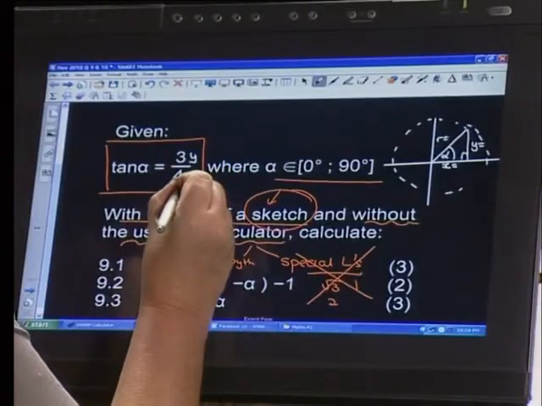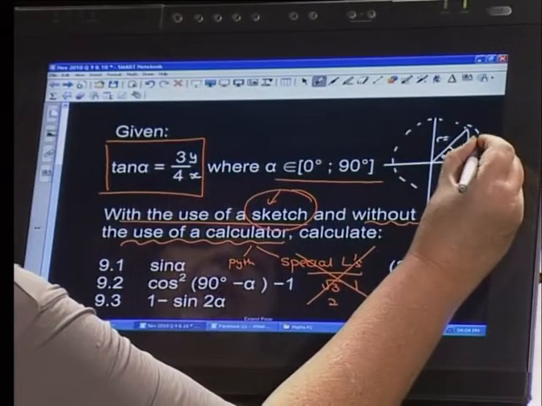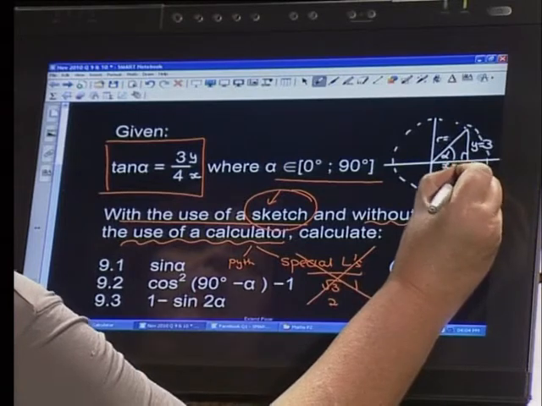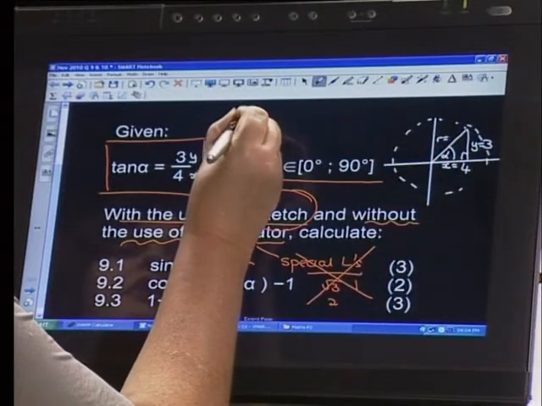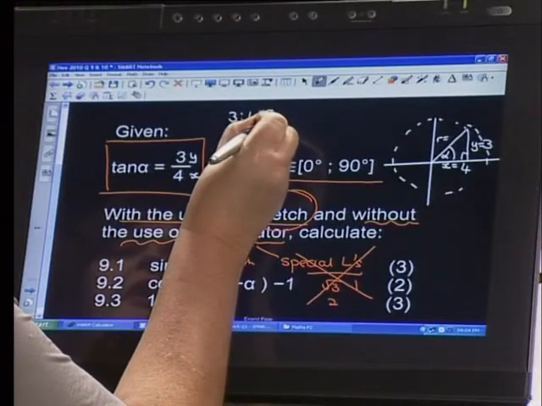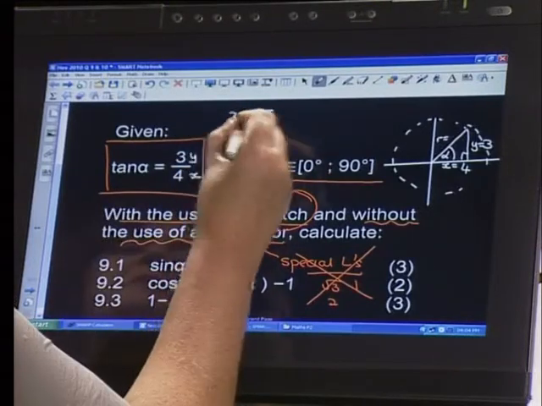Right, so let's go back to the formula. We know that this is the y over the x. So the y is 3 and the x is 4. And if we know our Pythagorean triples, we would know there's a nice one that goes 3, 4, 5. But of course, we don't always know these. Sometimes they're not as easy as this.